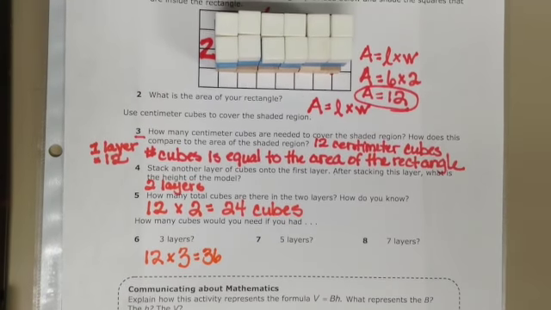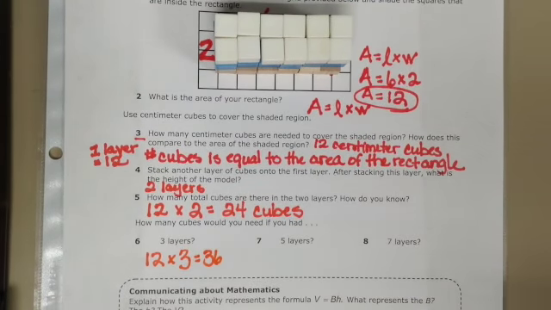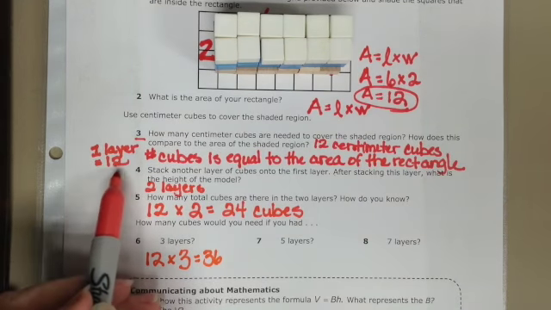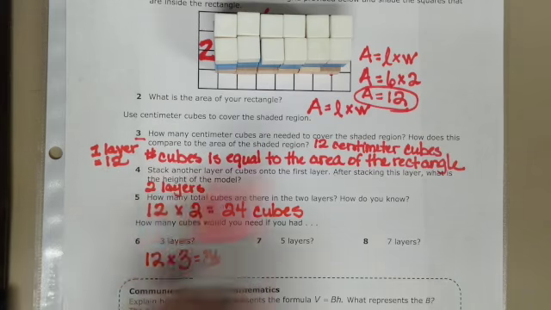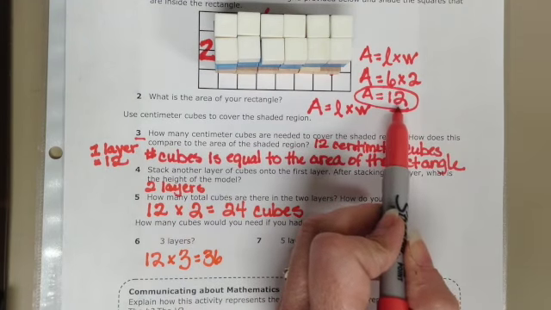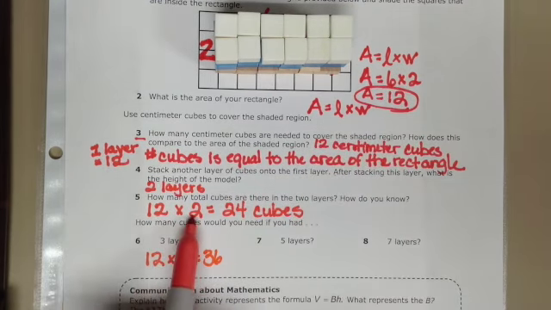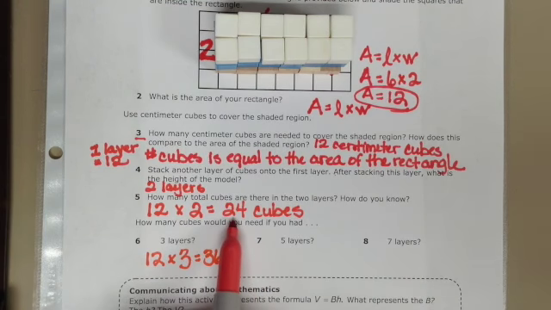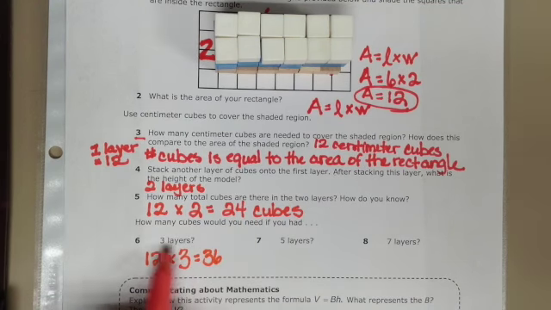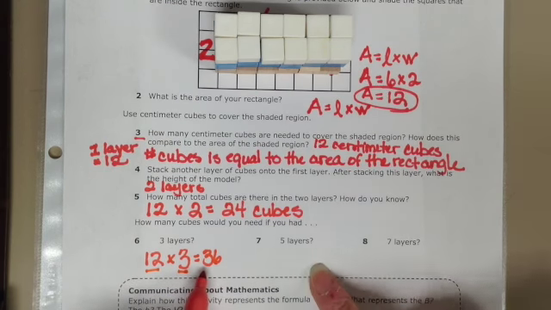Okay, now, what would happen if I had 5 layers? Well, I'm going to run out of cubes here in a minute, so let me see if I can find a pattern. One layer of cubes was 12, which was the same as my area. 2 sets of cubes was 24, so 2 layers of cubes was 2 sets, or 24. 3 layers of cubes was 3 sets of 12, or 36.